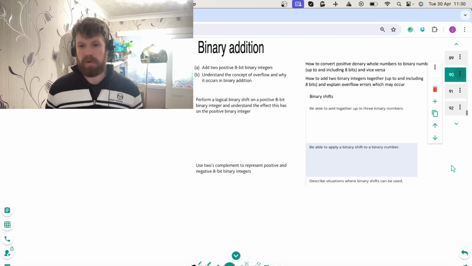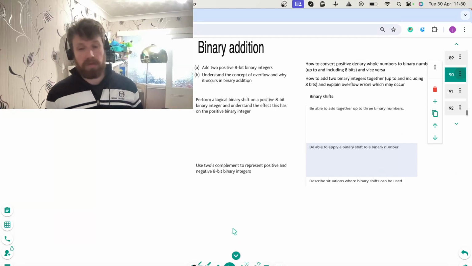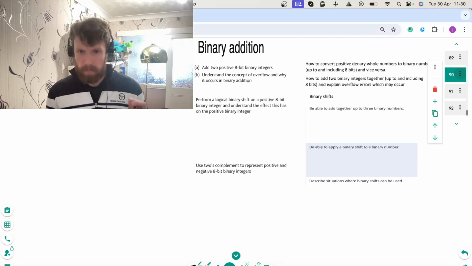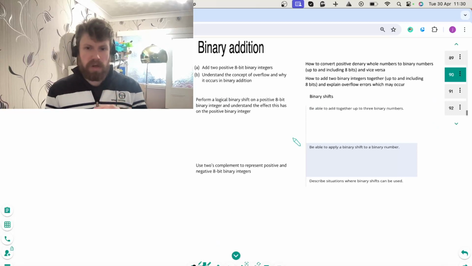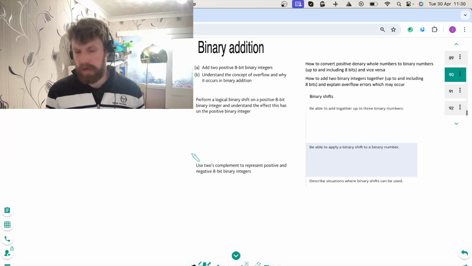These are all of the spec points, and as you can see, they all have to cover going through binary addition. They also have to go through shifts. Now, I'll do an individual video for each specification, but as you can see, there are a couple of extras that I've got to add in.